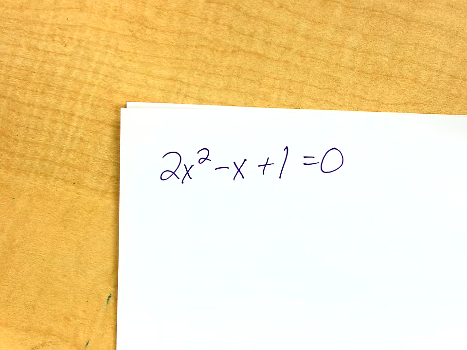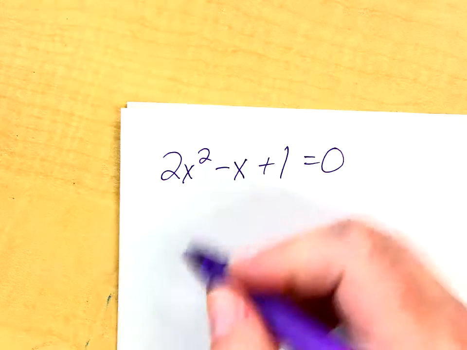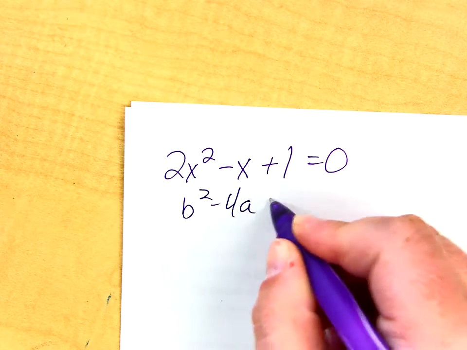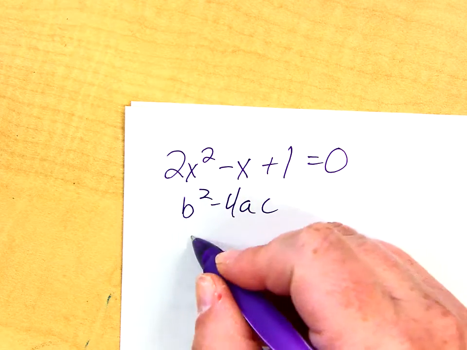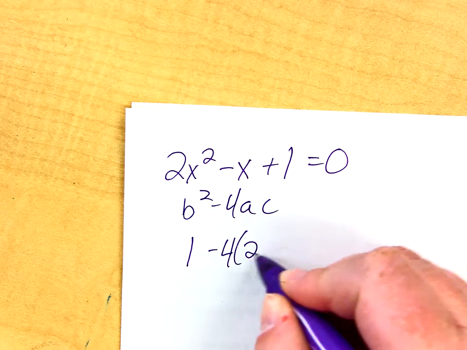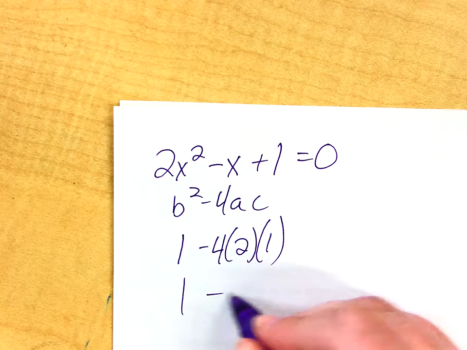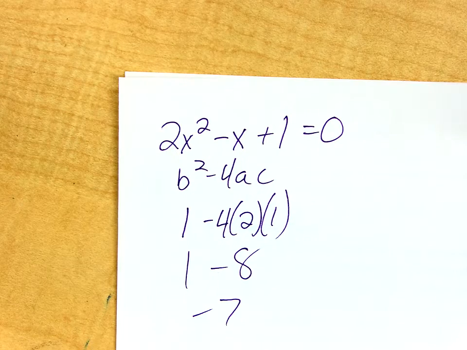Everybody's got an answer? How many solutions does this thing have? No real solutions? Does everybody agree? I think that's correct. B squared minus 4ac. So b is negative 1, so negative 1 squared is now positive 1, minus 4 times 2 times 1. 1 minus 8 is negative 7. No real solutions.